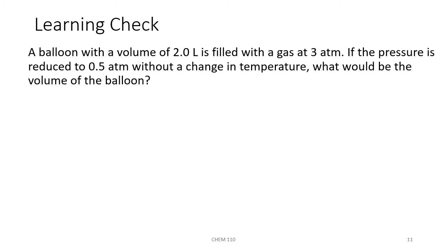A balloon with a volume of 2 liters is filled with a gas at 3 atmospheres. If the pressure is reduced to 0.5 atmospheres without a change in temperature, what would be the volume of the balloon? So we looked at 3 different gas laws so far, and we want to think about which one we are actually going to need to use in order to solve the problem. Notice we are given volumes and we are given pressures. We're given one volume and we're given 2 different pressures. And so out of the gas laws that we talked about, this is going to be looking at the relationship between volume and pressure, also known as Boyle's law.